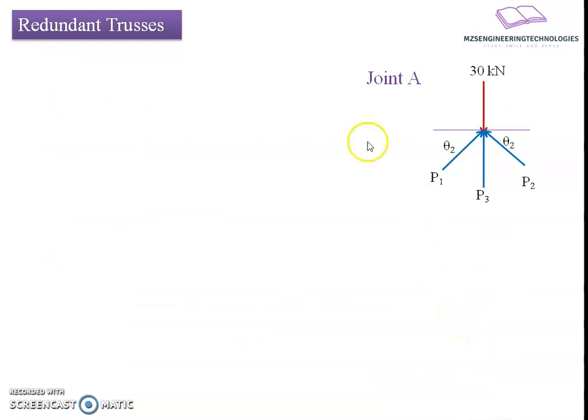Now we'll go to the joint A. We'll have four forces here, P1, P2, P3, they are member forces, and the 30 kilonewton applied load at an inclination with reference to horizontal as theta 2.